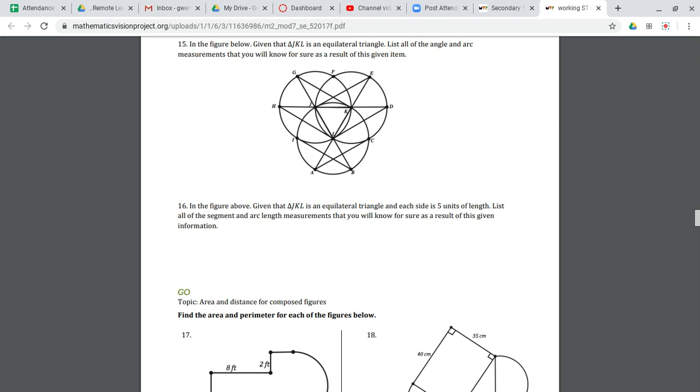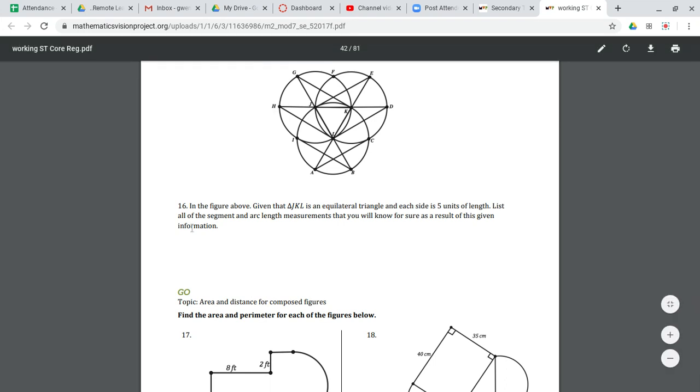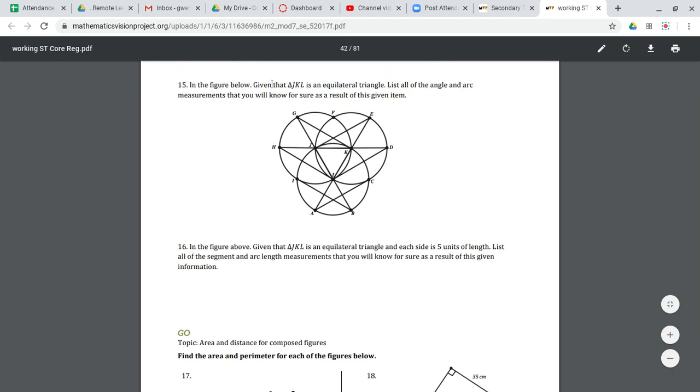So 15, there's a lot going on, obviously. We have 3 different circles, and we have a whole bunch of line segments going on in amongst all of that. So it looks very, very crazy. In the figure below, given that triangle JKL, so that's this triangle right here in the very center of all this mess, is an equilateral triangle, list all of the angle and arc measures that you will know for sure as a result of this given item.